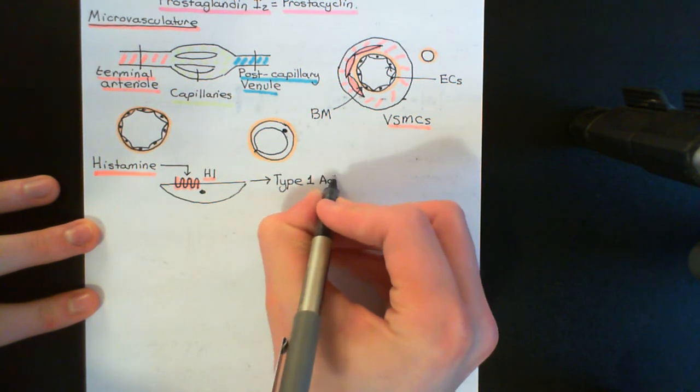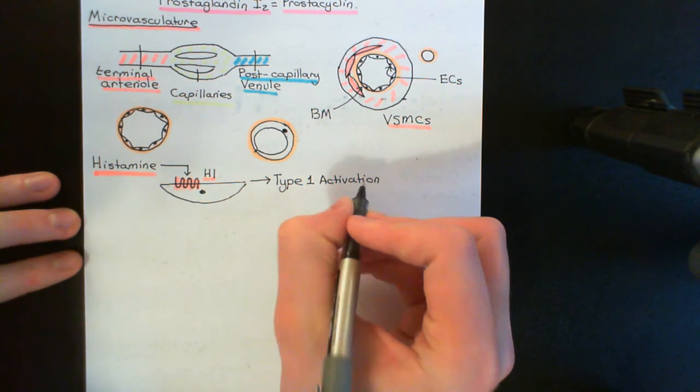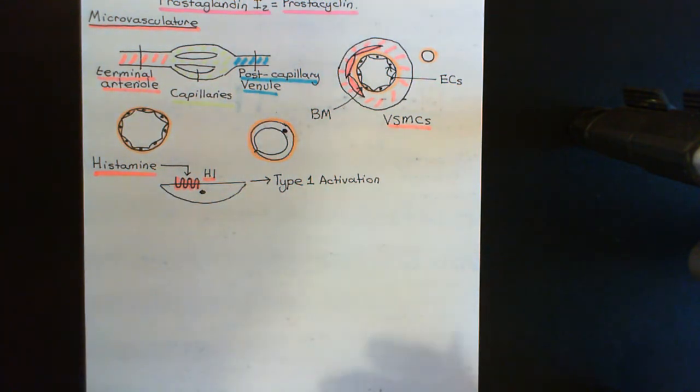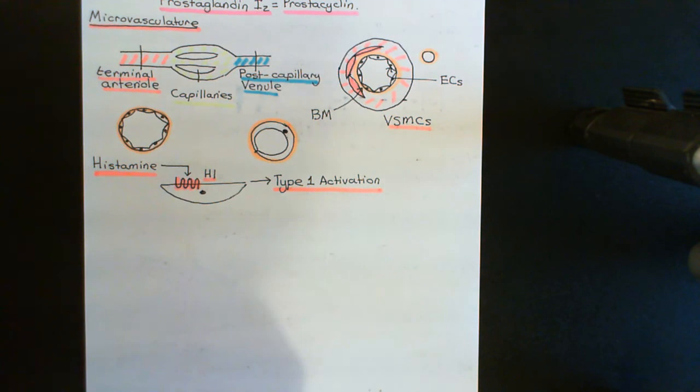Now we'll see that the other really important pro-inflammatory mediators, tumor necrosis factor alpha and interleukin-1, are going to cause type 2 activation in endothelial cells, which will be slightly different. So type 1 activation is going to occur because of histamine, and type 1 activation is an extremely quick type of activation. The intracellular cascade will occur very quickly, and the changes in the endothelial cell that are brought about will occur very quickly, whereas type 2 activation is much slower.